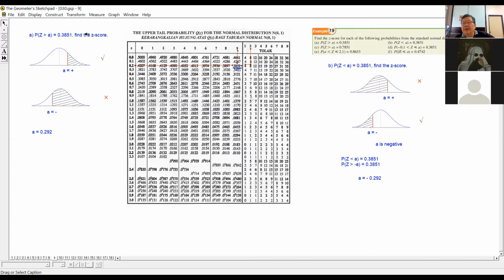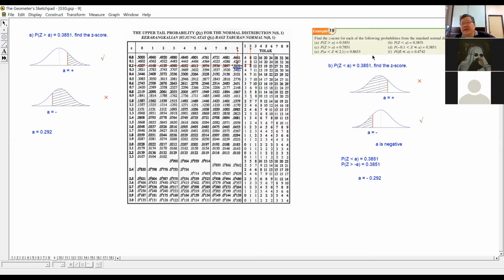Okay. Now, can you tell me which one is correct? The top one or the bottom one? Less than. Now we shade the less than. Just now we shade the greater than. Now we shade the less than. Which one is correct? The top one or the bottom one? The probability.